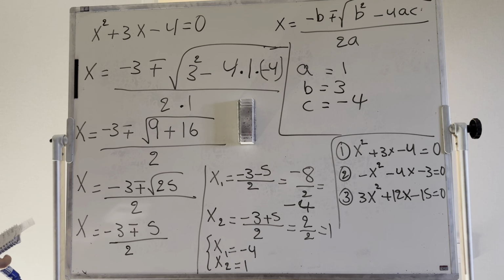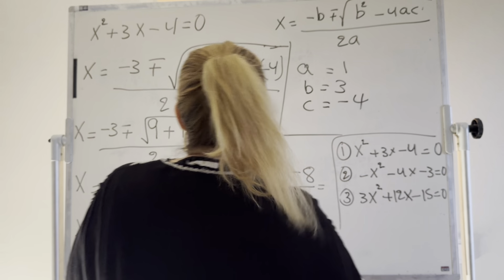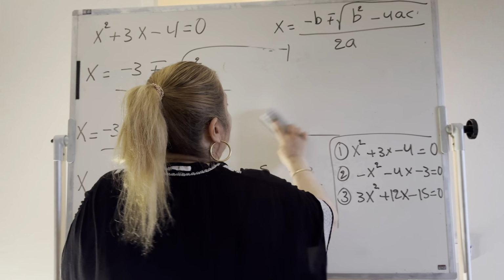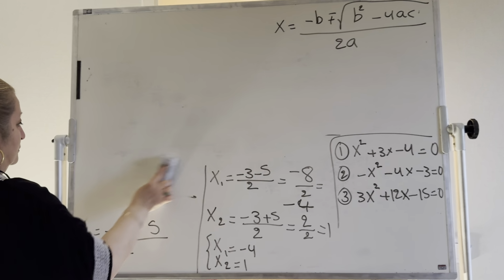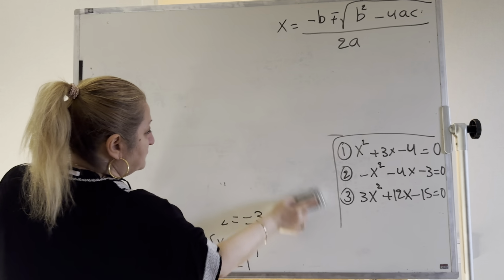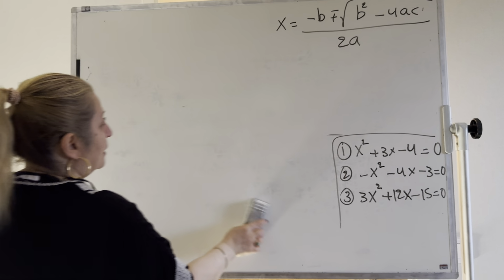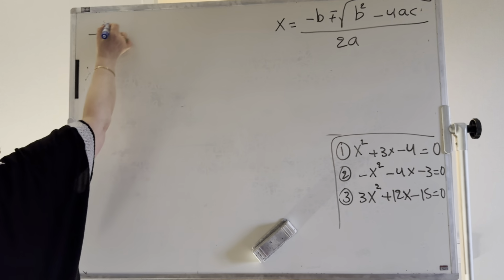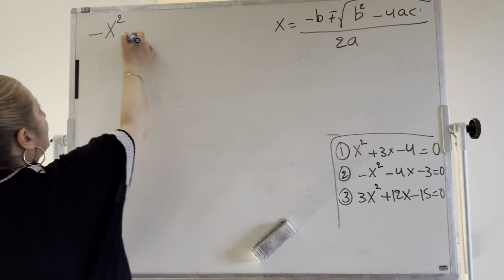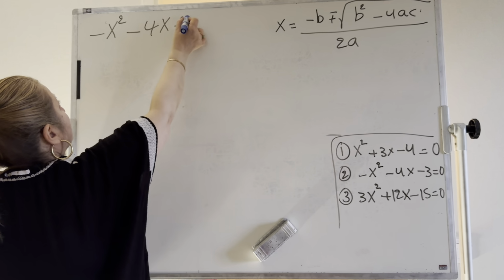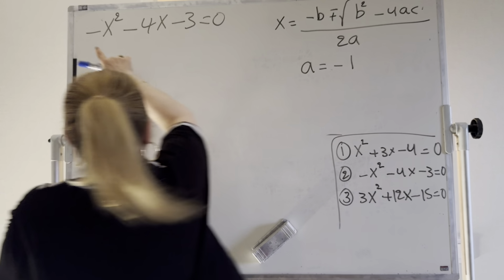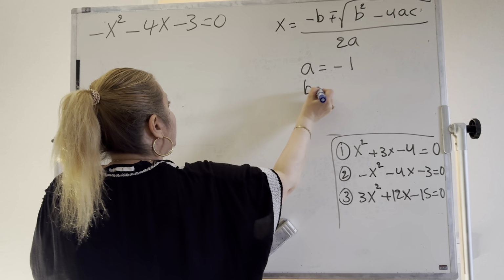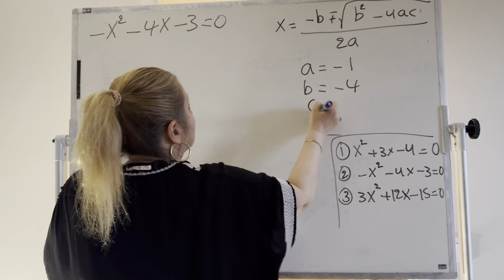Now I will show the second equation, minus x squared minus 4x minus 3 equals 0. a equals minus 1, times x squared, b equals minus 4 and c equals minus 3.